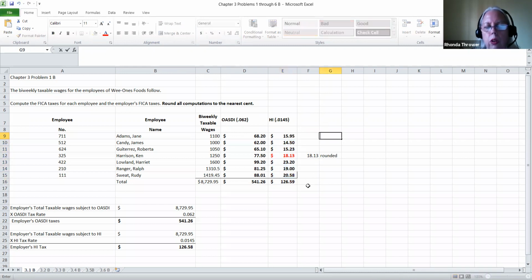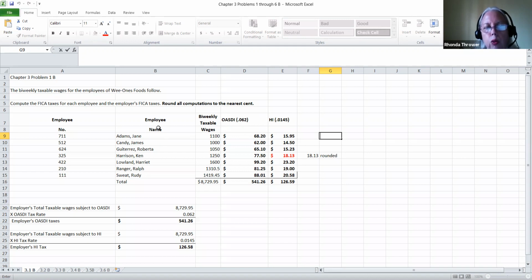Now I want you to notice in here that I've got one in red here, and that's because when you carry it out 3 decimal places, you need to round it back to $18.13. So there was a rounding error on Ken Harrison's HI taxes. And so I rounded it up to $18.13.